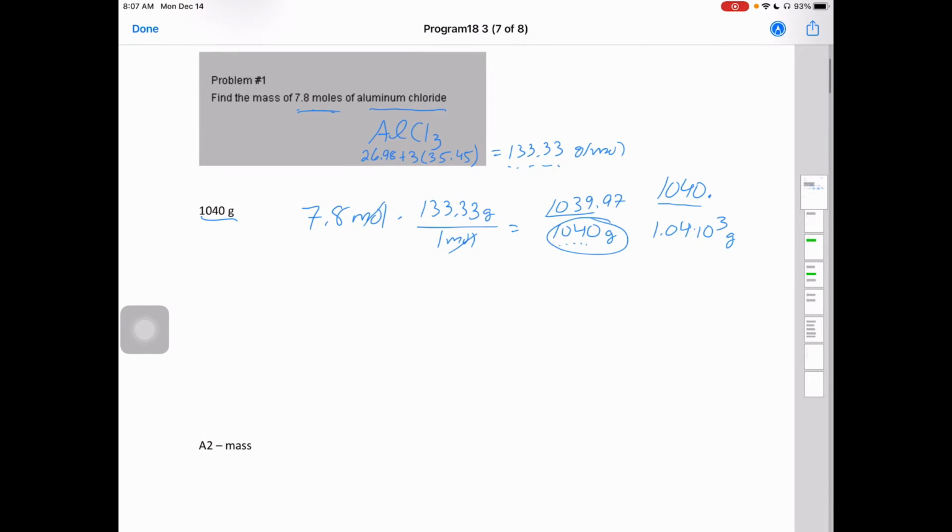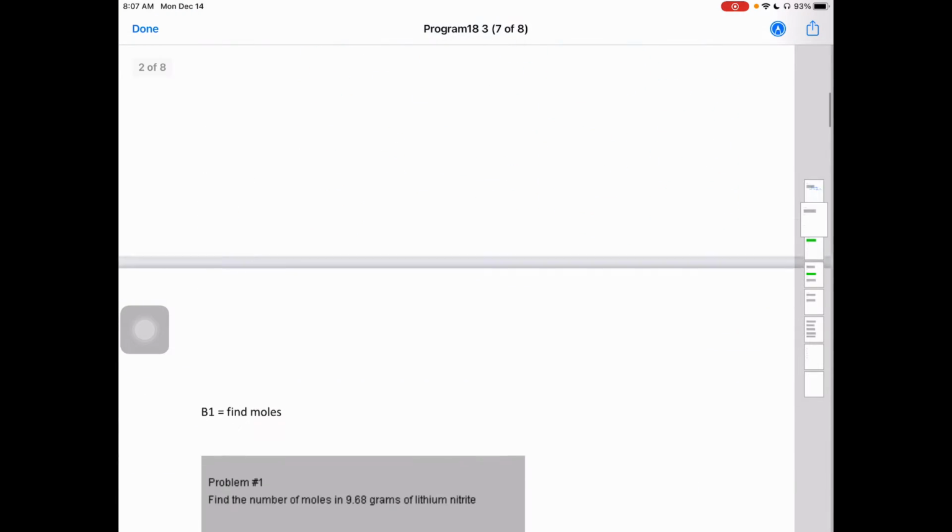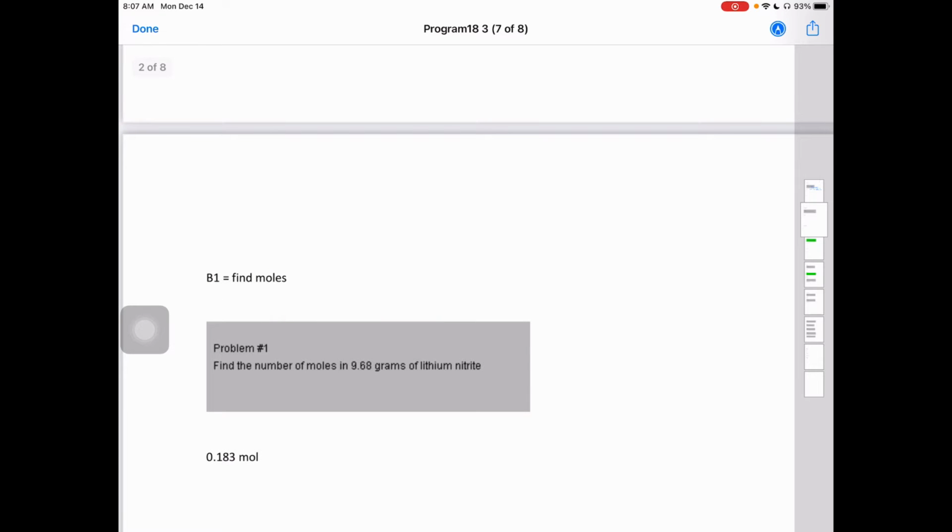Okay, the next problem is going to be finding moles. So we have 9.68 grams of lithium nitrite. This time, we have a polyatomic ion, and you should remember those too. Nitrite is a -1, lithium is a +1, so the formula is LiNO2.